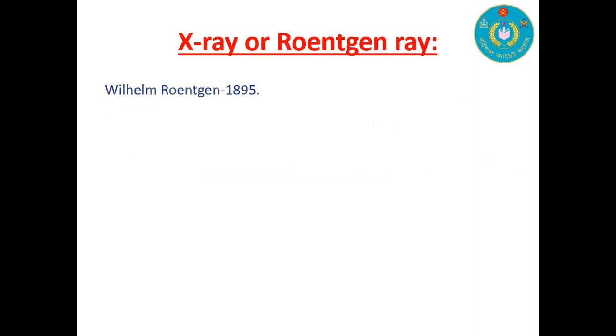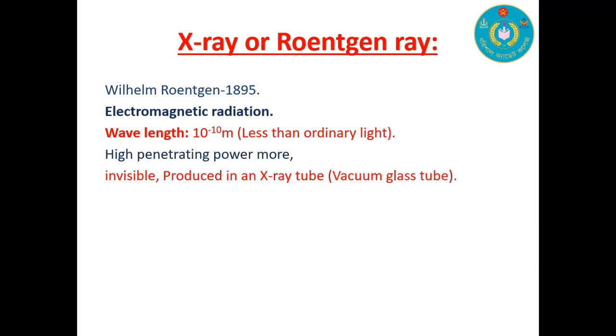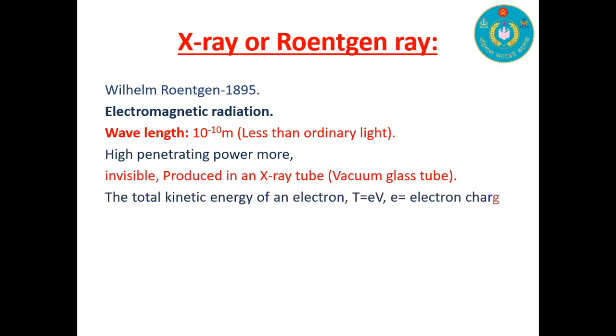X-ray or Roentgen ray was discovered by Wilhelm Roentgen in 1895. It is electromagnetic radiation, and its wavelength is 10 to the power minus 10 meter. Its penetrating power is high, and it is invisible. It is produced in the X-ray tube. The X-ray tube is a kind of vacuum glass tube, and the total kinetic energy of an electron is T equals eV. Here T is kinetic energy, e is electron charge, and V is voltage.